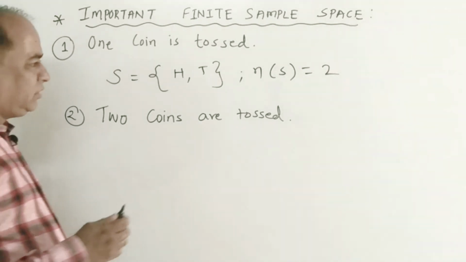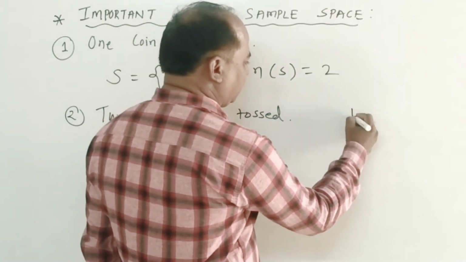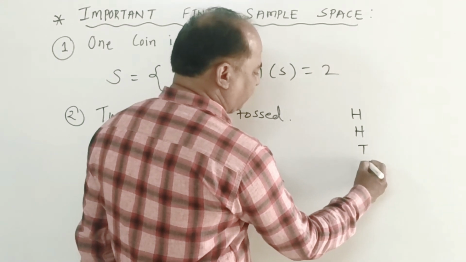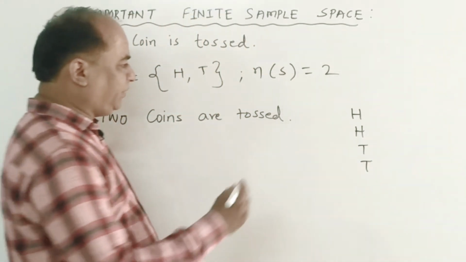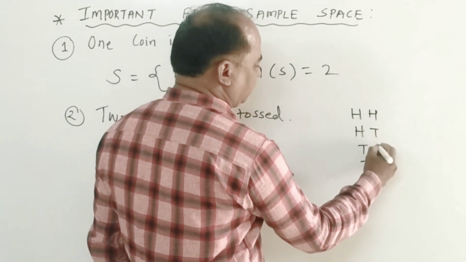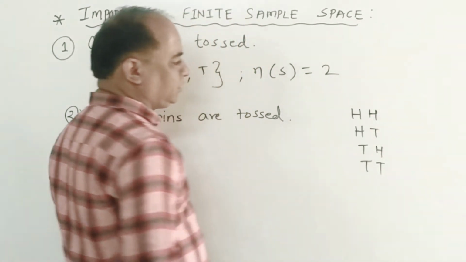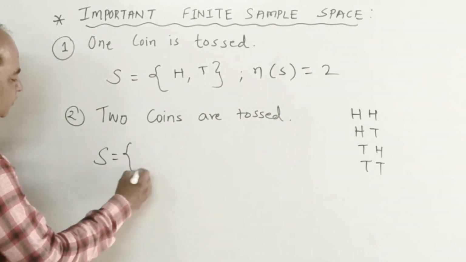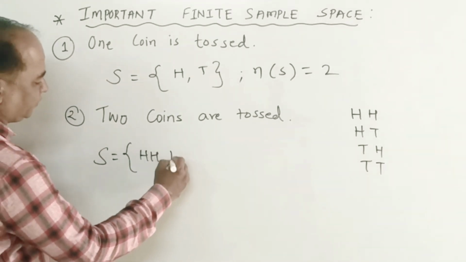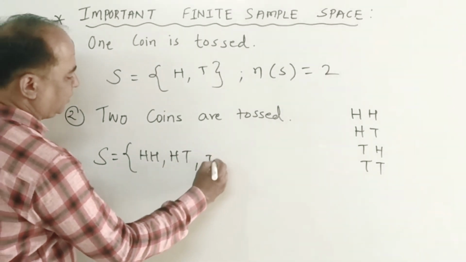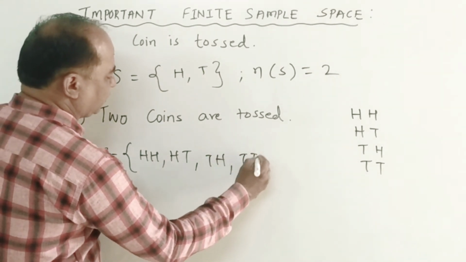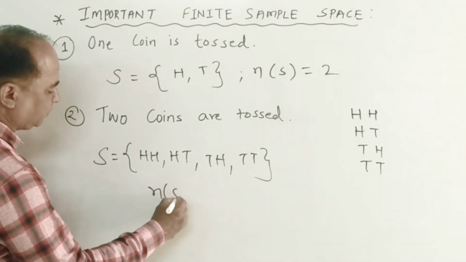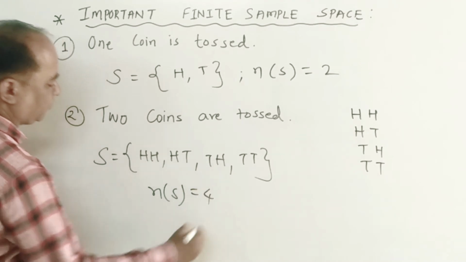The technique of writing these outcomes: on the first coin, write 2 times H, 2 times T, then on the second coin, HT, HT. This is the technique you can use to write the four outcomes. So S is equal to {HH, HT, TH, TT}. The number of outcomes is 1, 2, 3, 4.